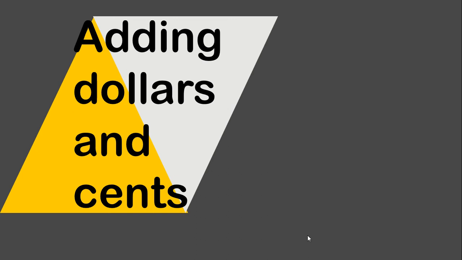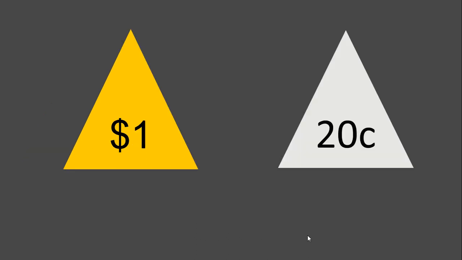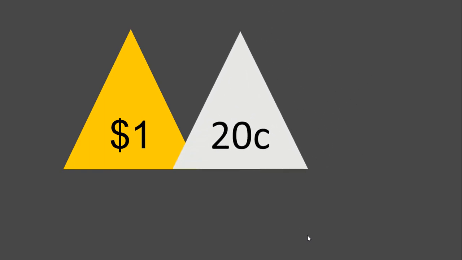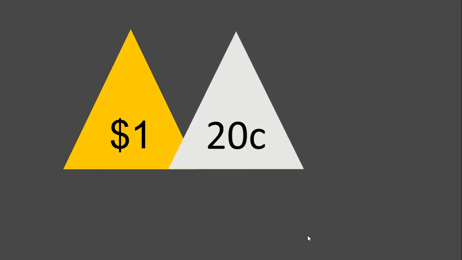Today in maths, we're adding dollars and cents. When we look to add dollars and cents together, the dollar amount always goes first. After that is the cent amount. So here you'll see $1, and then in the other triangle, there's 20 cents.